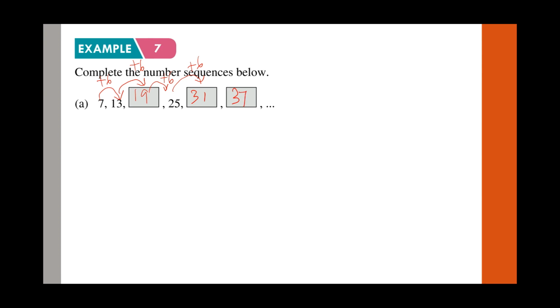Okay, now we refer to the next question. B. See what we have for B. Okay, 88, blank, 64, 52. So we need to find the difference over here first. When it becomes smaller, of course it's minus, isn't it? So we need to determine this one is minus what?